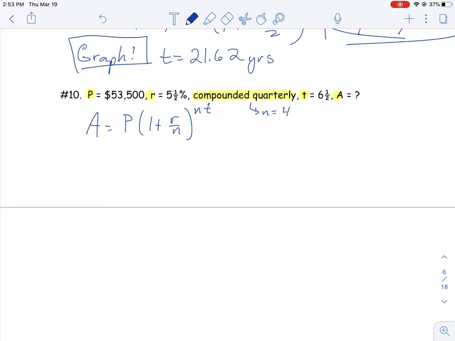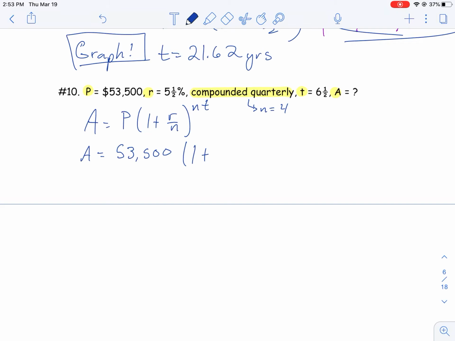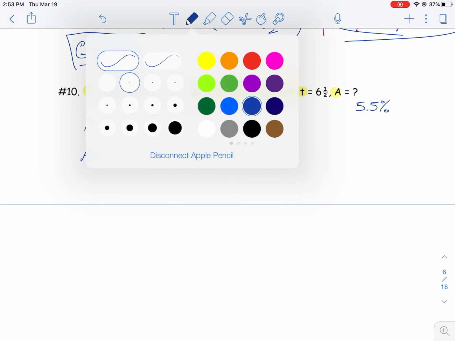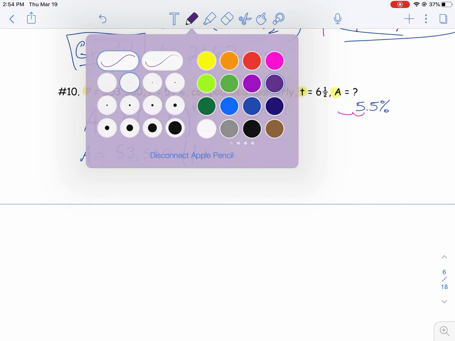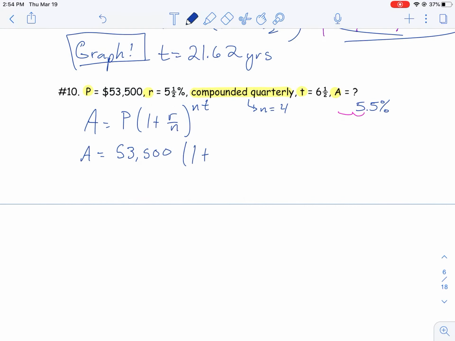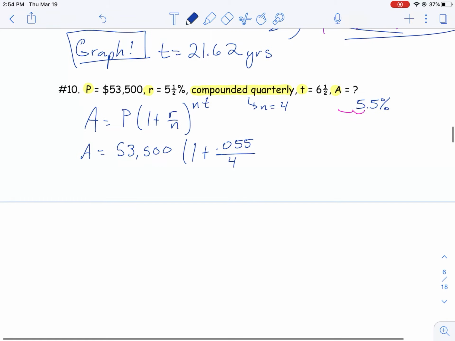So let's plug in what we have. A we don't know, so we're going to leave that as A. P is 53,500. Do you have that much to invest? Yeah, me neither. R, 5.5%. We can think of that as 5.5%. Move the decimal over 2. That gives us 0.055 over n, which is 4, to the 4 times t. But in this case, t is 6.5.